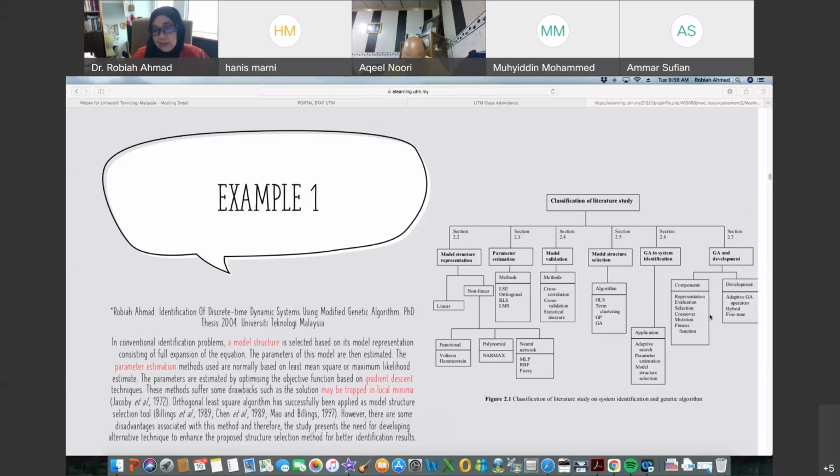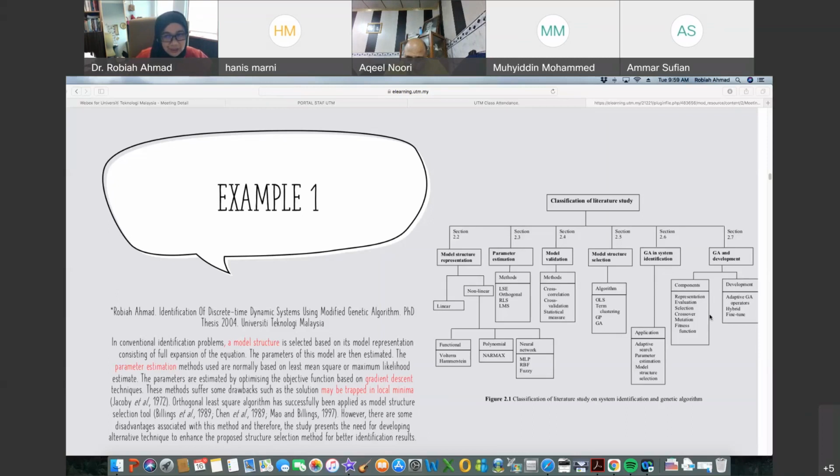And then since I'm using GA, I also need to know what are the development or the additional features that other researchers have been doing in this area, so that either I can use that to justify, or I can have that to add some, to modify on this algorithm as well. So these are the structure.